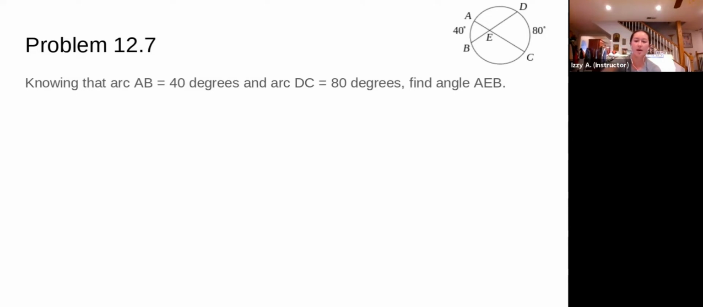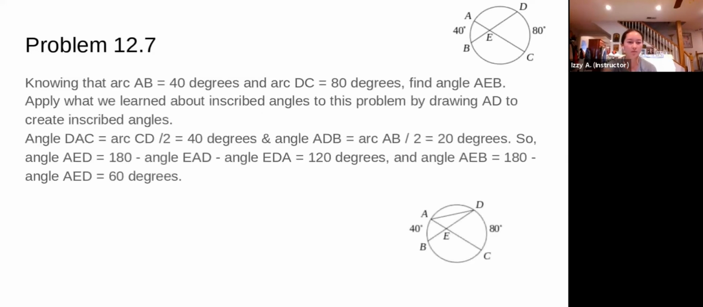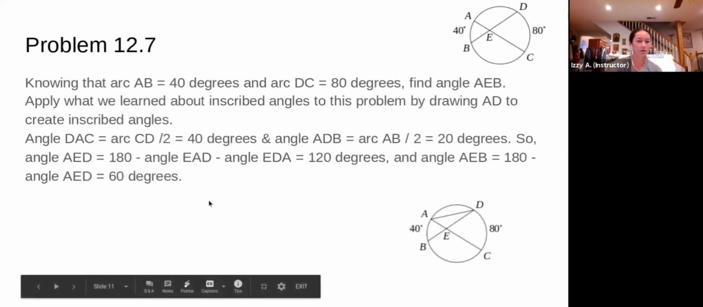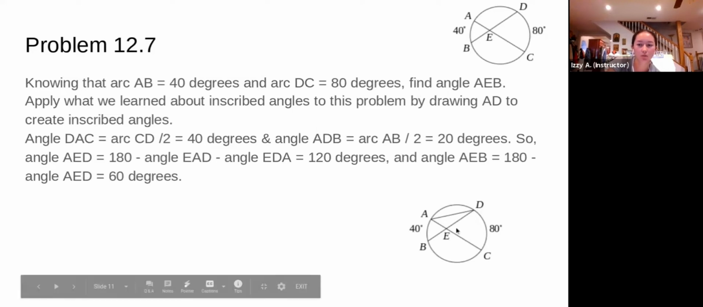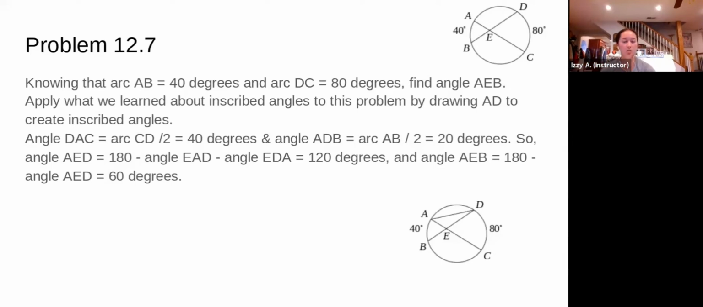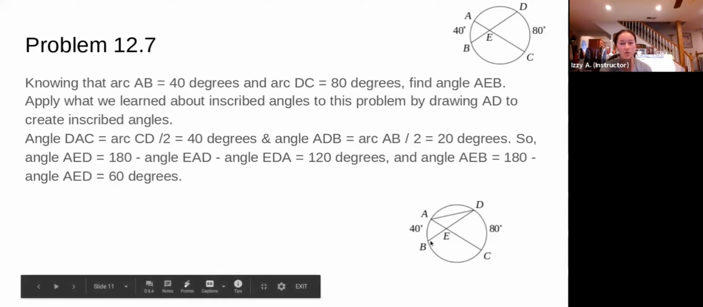Okay, we can go ahead and go over this problem. We're going to apply what we learned about inscribed angles by drawing AD to create inscribed angles. Angle DAC is going to be equal to arc CD divided by 2, which is equal to 40 degrees. And angle ADB is equal to arc AB divided by 2, which is equal to 20 degrees.